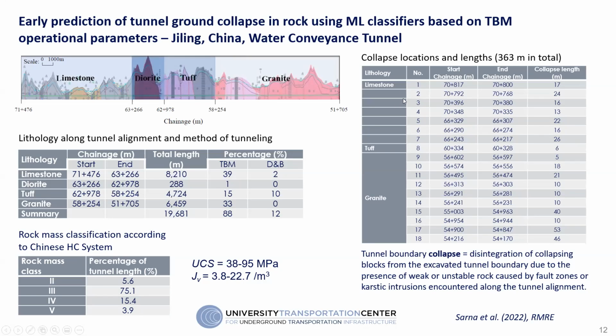Okay, the problem with this tunnel is that there has been a substantial 363 meters length of collapse at different locations. It's a small fraction in general, but still it could be a potential problem. Most of the collapses are again in the limestone and the granite. The shortest collapse is only about 5 meters, and the longest is 53 meters. So there are 18 instances of tunnel collapse. Collapse simply means the disintegration of collapsing blocks from the excavated tunnel boundary due to the presence of weak or unstable rock caused by fault zones and karstic intrusion.